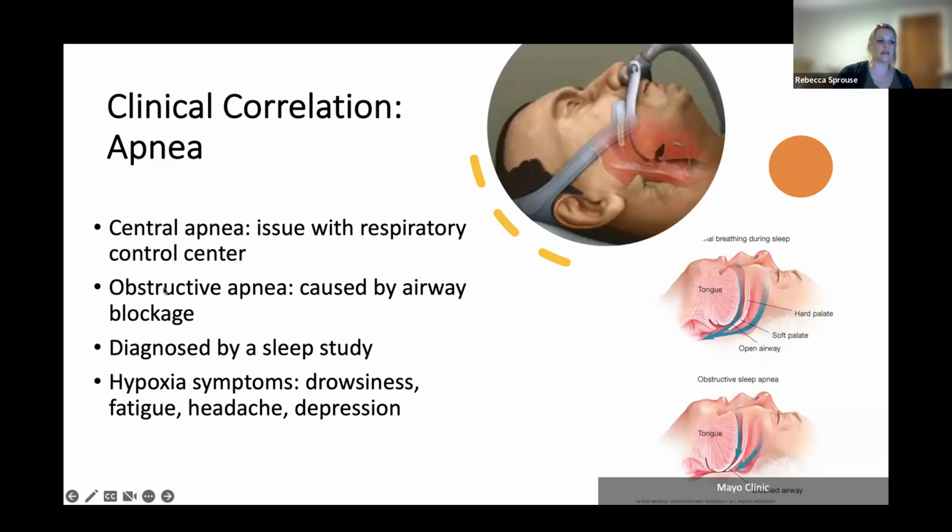He has since grown out of both of his apneas. He grew out of the central apnea first, and then he just had his tonsils out last year. And so now he's grown out of that obstructive one as well.